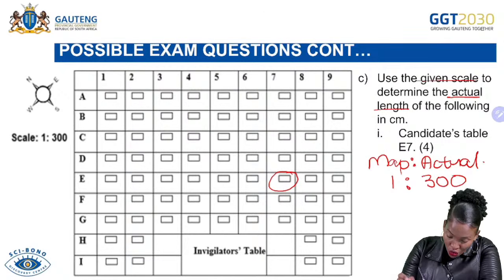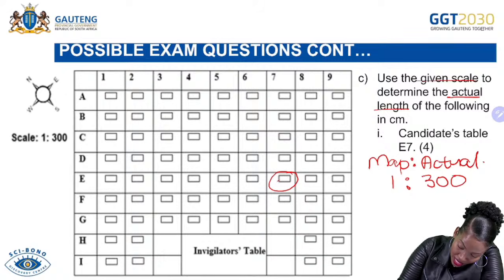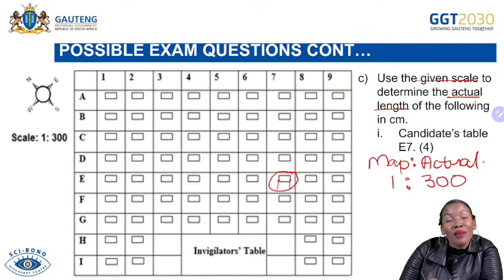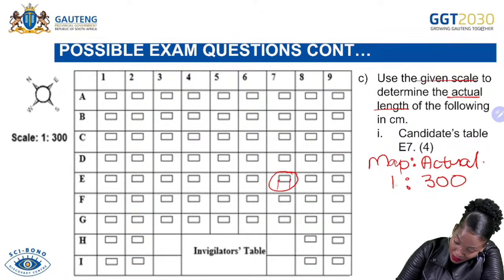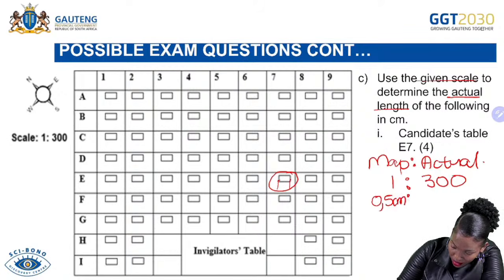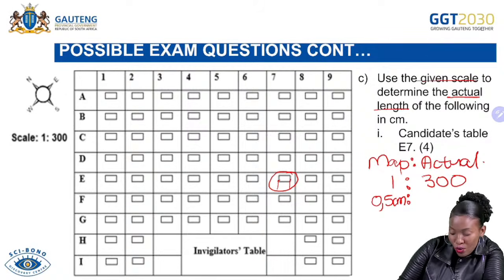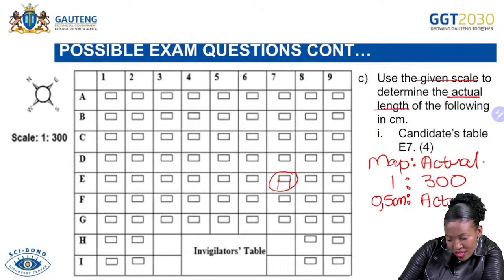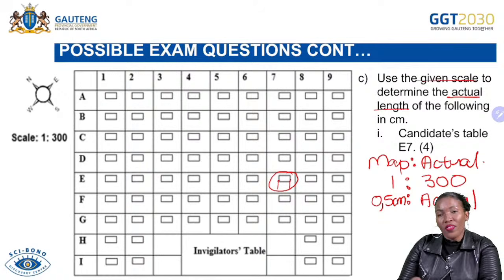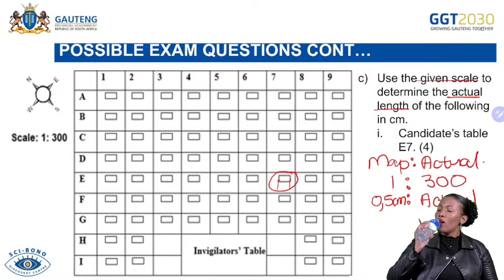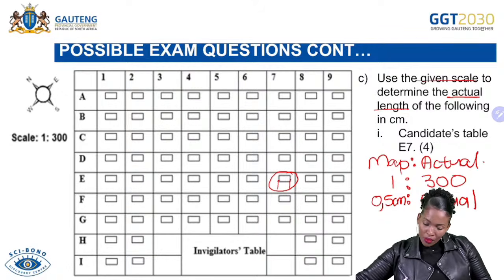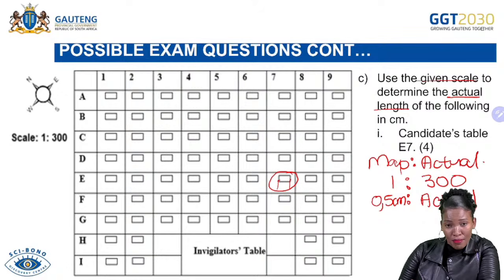You are going to take your ruler and then you are going to measure the length from here up to there. So when I measured with my ruler using the centimeters, I measured 0.5 centimeters. 0.5 centimeters. I want the actual distance. I don't have the actual distance. So I say this is the actual distance. So from here on, you are going to cross multiply so that we can find your actual distance.